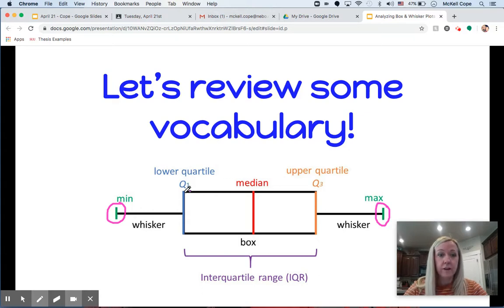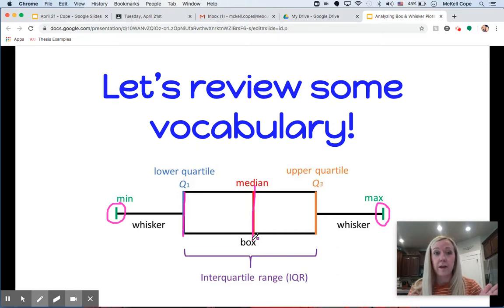So this line right here, that is the median of your lower half of data, and that you will see either called the Q1 or the lower quartile. This number right here, this line that separates your box into two pieces, that is called the median, or the Q2, and it will be the median of your whole set of data.